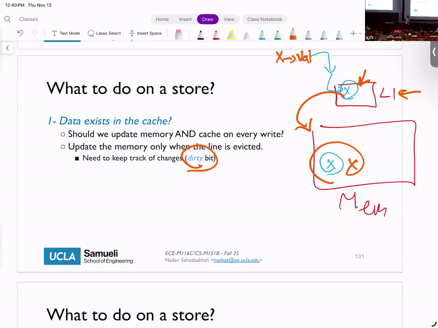Yeah. So, wouldn't it be the purpose of a cache to write to memory and write it?